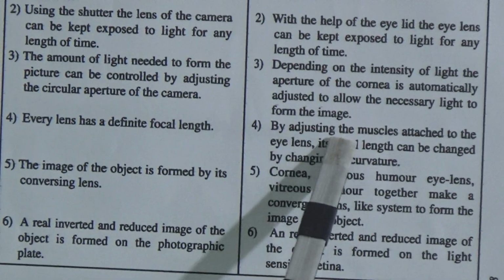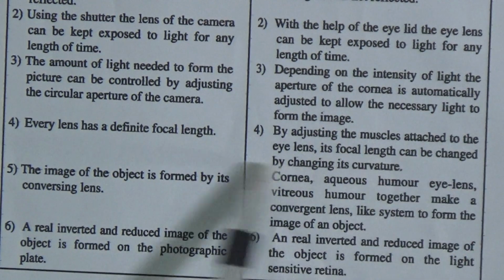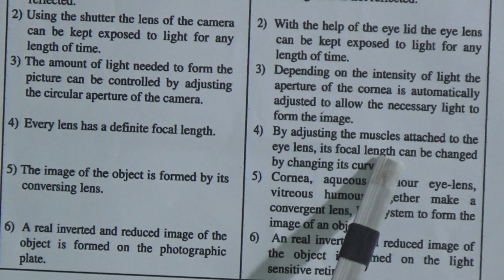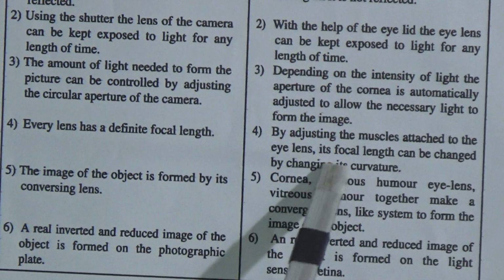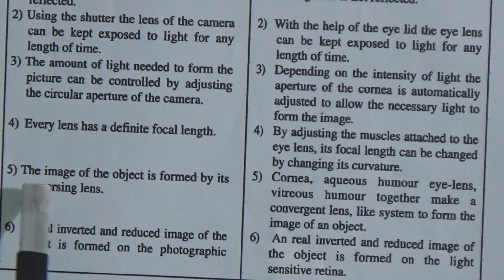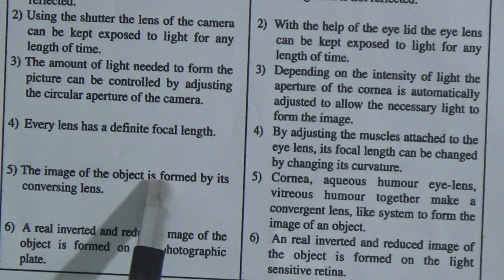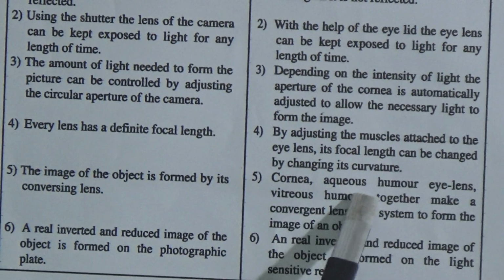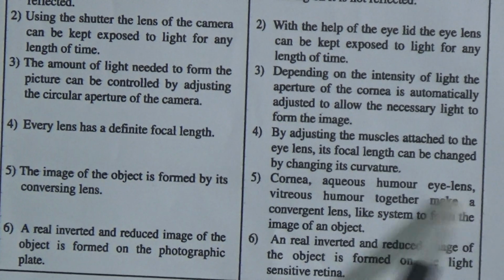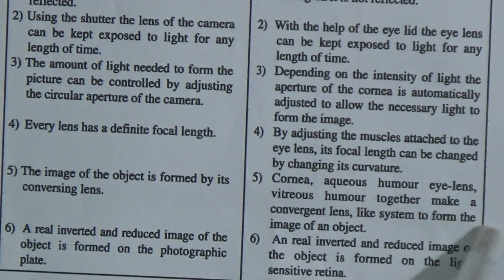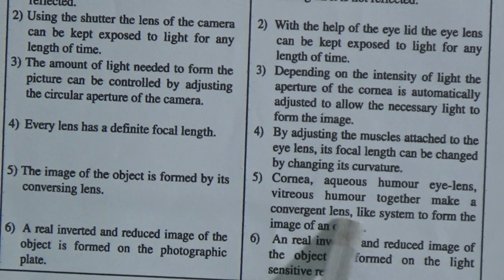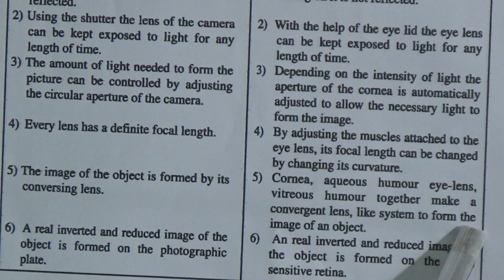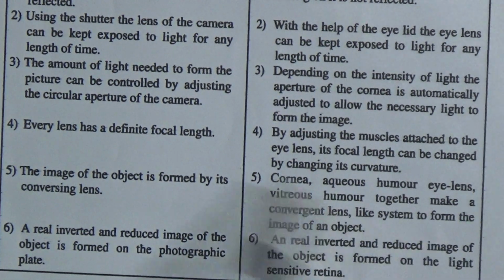Every lens has a definite focal length. By adjusting the muscle attached to the eye lens, its focal length can be changed by changing its curvature. The image of the object is formed by a converging lens. Cornea, aqueous humor, eye lens, and vitreous humor together make a convergent lens-like system to form the image of an object.